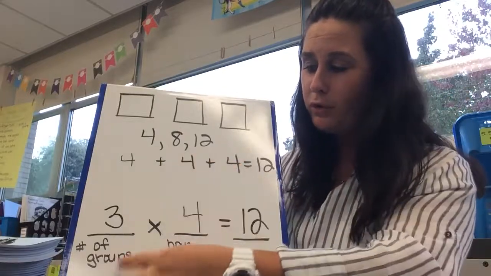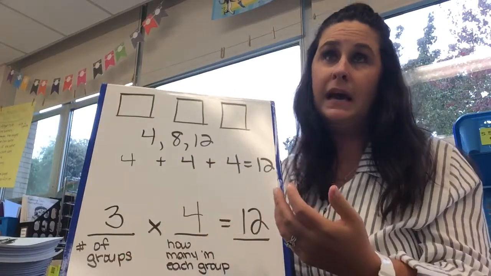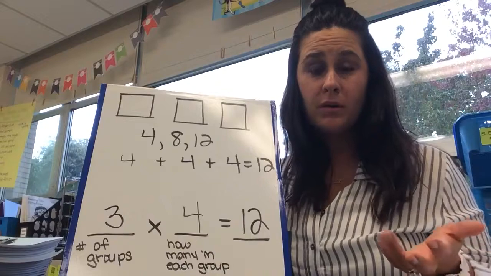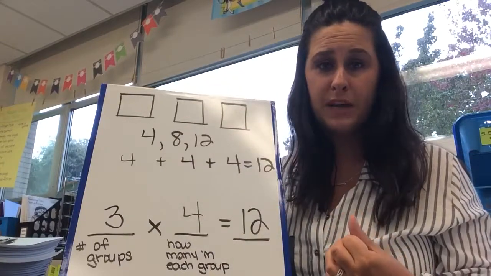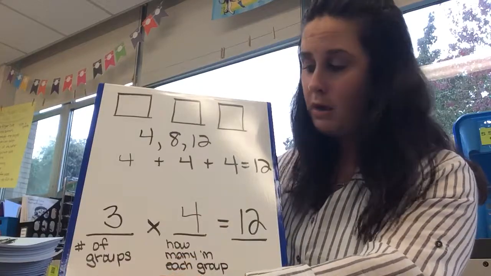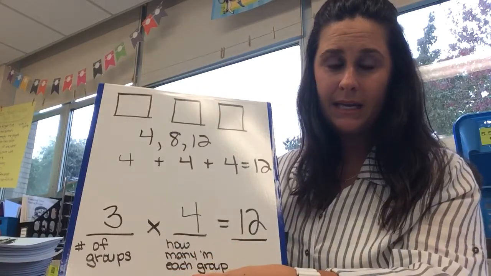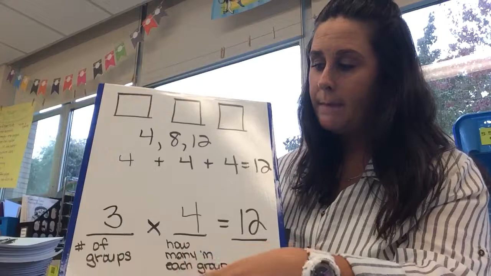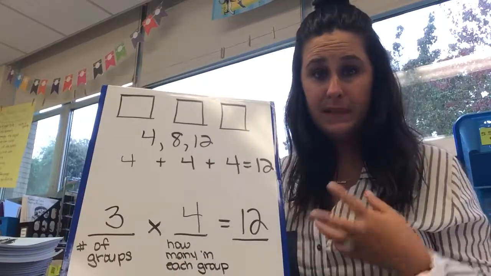If this was 4 groups of 3, I might have maybe 4 triangles. So that's a totally different multiplication problem. My product is still the same. But again, this is how many groups there are, and this number is how many is in each group. Okay, so you can use this as an example.